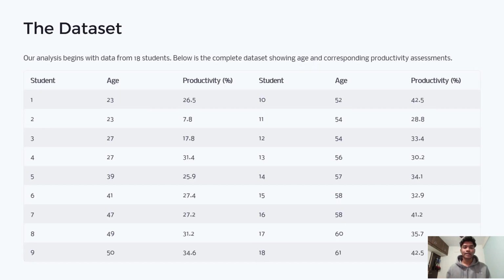Now, our data set. Here is the complete data set we are working with. It includes each student's age and the productivity score they assigned themselves. The students' ages range from their early 20s to early 60s, which gives us a diverse data set to analyze.